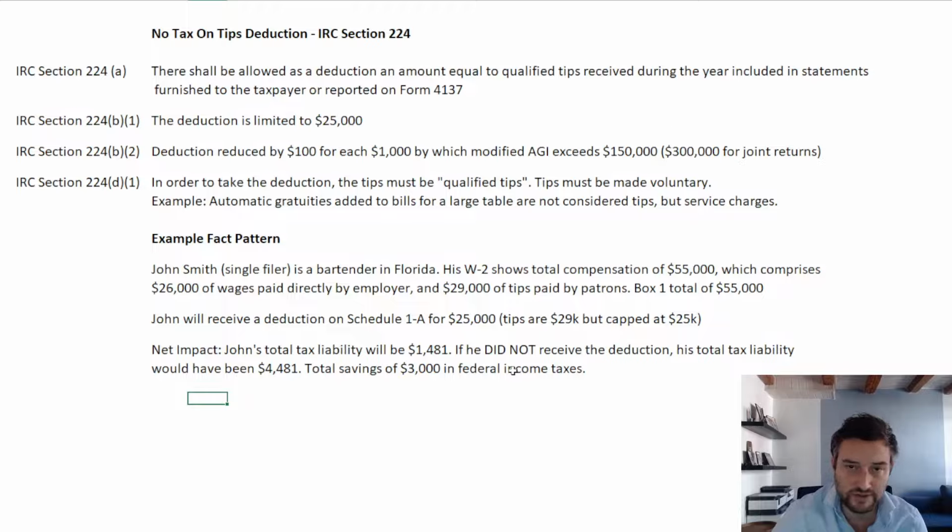But if he did not receive the deduction, so years 2024 and prior where we did not have this tax benefit, his tax liability would have been $4,400. So he's got a savings of about $3,000 as a result of this new tax benefit that was added as part of the One Big Beautiful Bill.